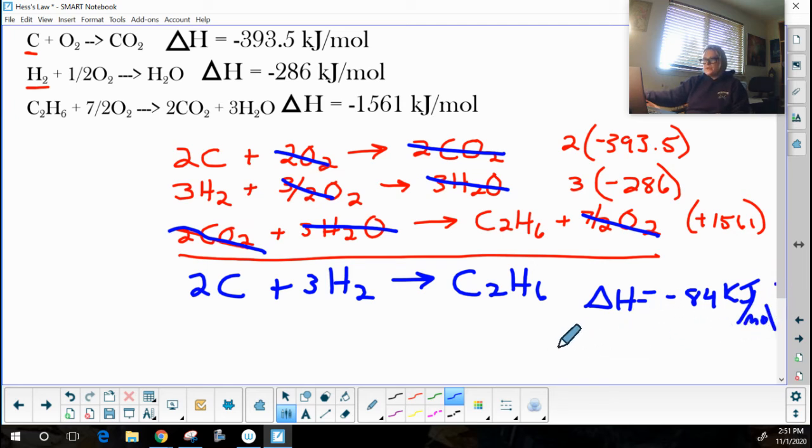So, in the next part of this video, what we're going to do is make what we call an enthalpy diagram out of this. If you just give me a moment to shift gears here.